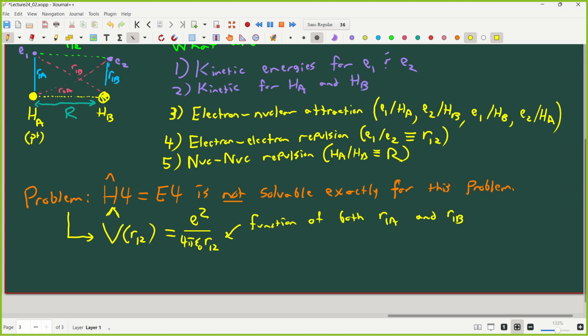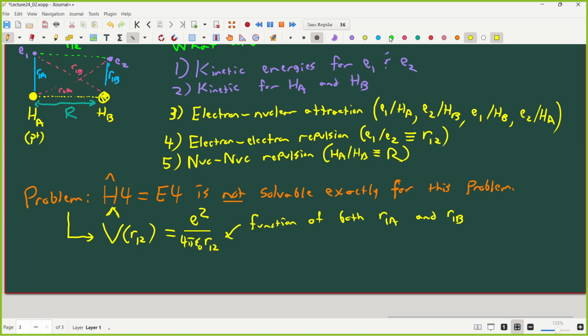How is electron 2 going to adjust? Electron 2 wants to be as far away as possible from electron 1. So if electron 1 comes down this way, electron 2 is going to move the other way. But if electron 2 moves separately, it's going to affect where electron 1 goes. The two positions are correlated perfectly. The electrons have to be at maximal distance from each other at all times. So this potential is a function of both coordinates simultaneously.